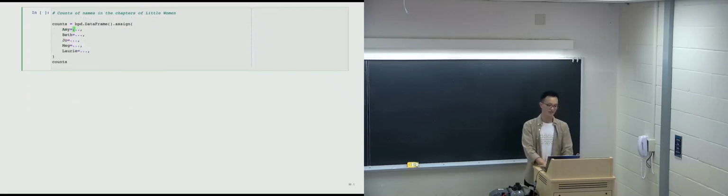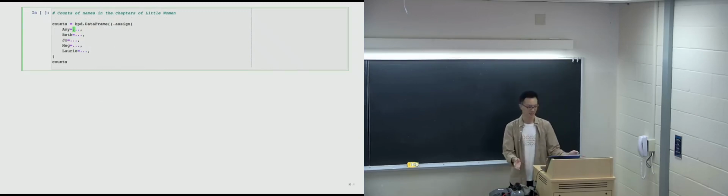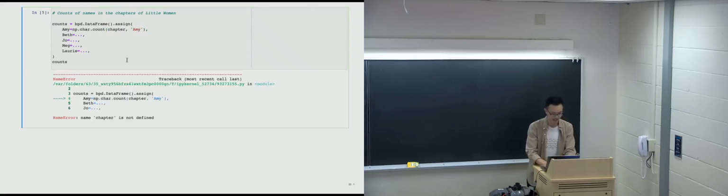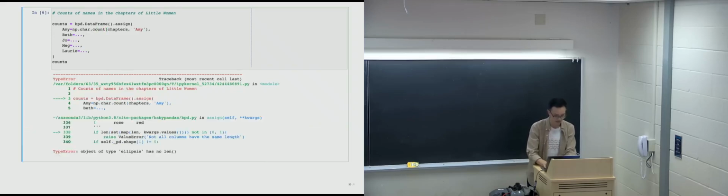What I'm going to do now is count up the number of times each person was mentioned in the book. So I can write a little bit of code. I can count up the number of times Amy appears in each chapter. And I can do the same for Beth, Joe, and Meg. So let's do that here.